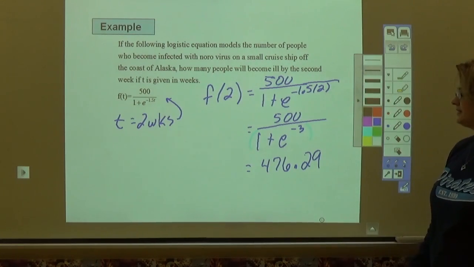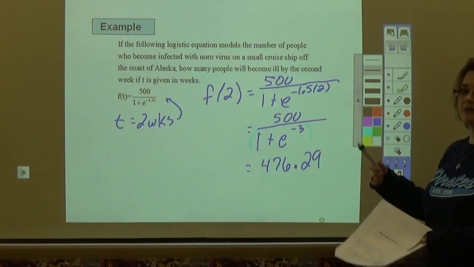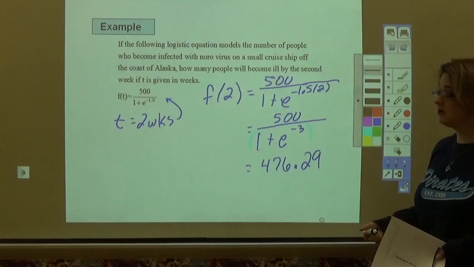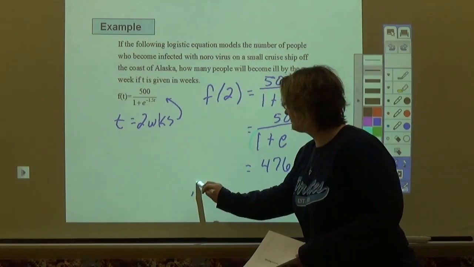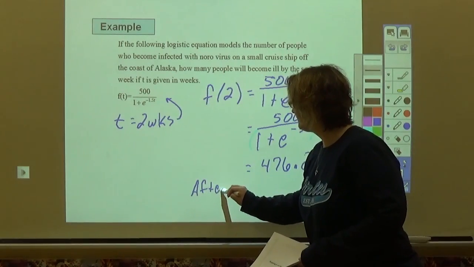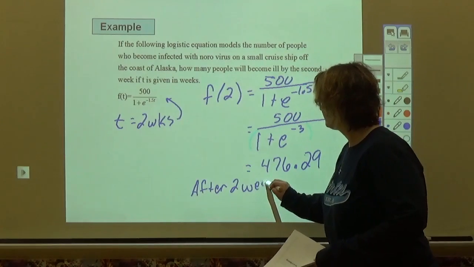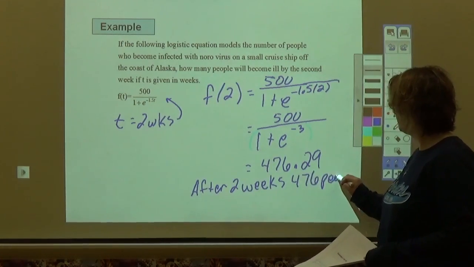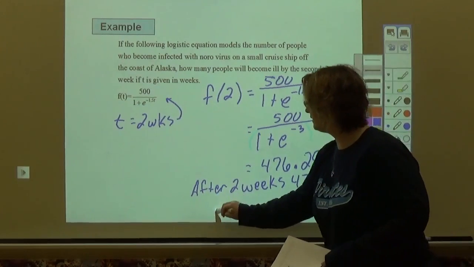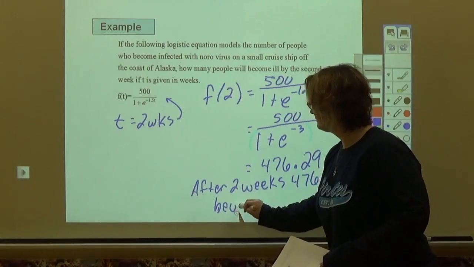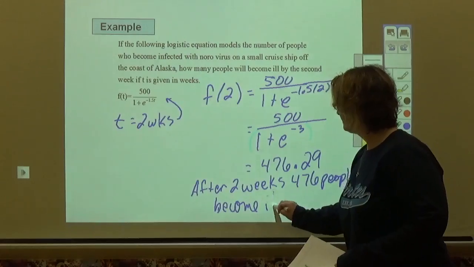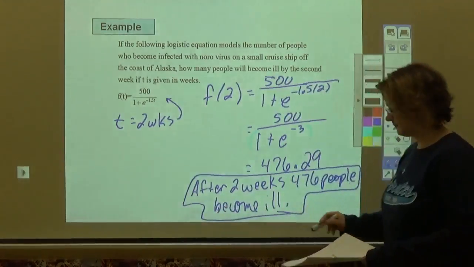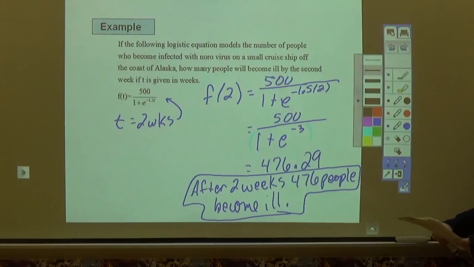Okay? And when you type that in, you should get 476.29. And just ask yourself, does it make sense to round up to the next person or not? It doesn't here. So I would say after 2 weeks, 476 people become ill. And that's your logistic growth model.